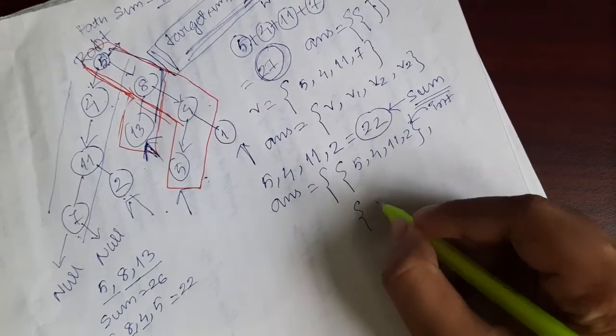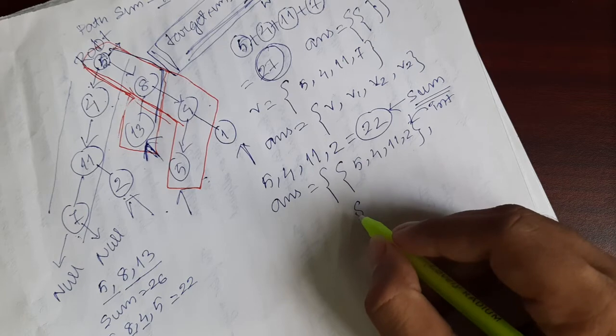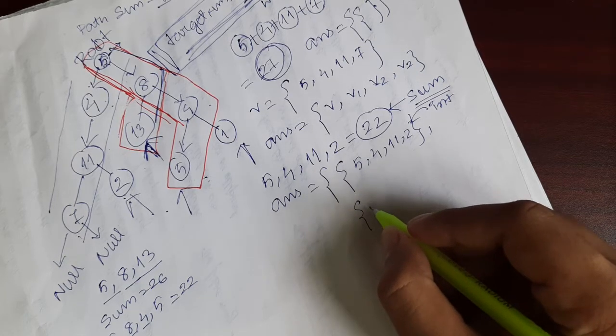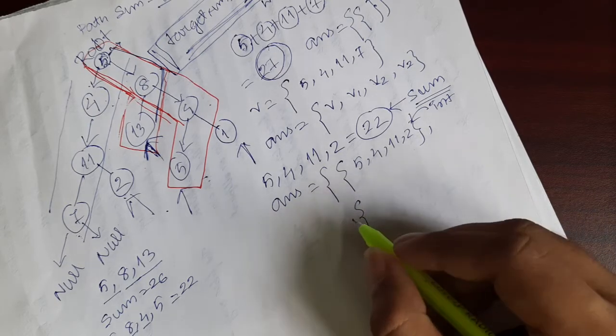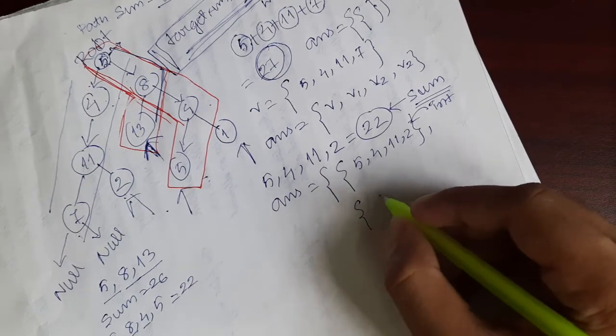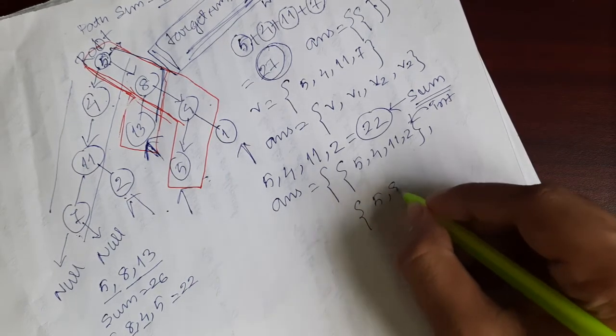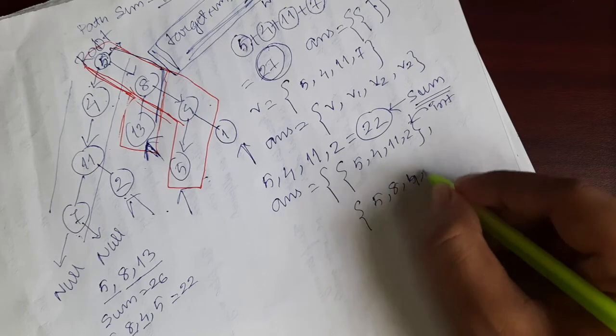So the answer will consist of those integers that are forming the valid path as a vector, and we'll put that vector in a vector which will consist of integer values. So 5, 8, 4, 5 is a valid path.